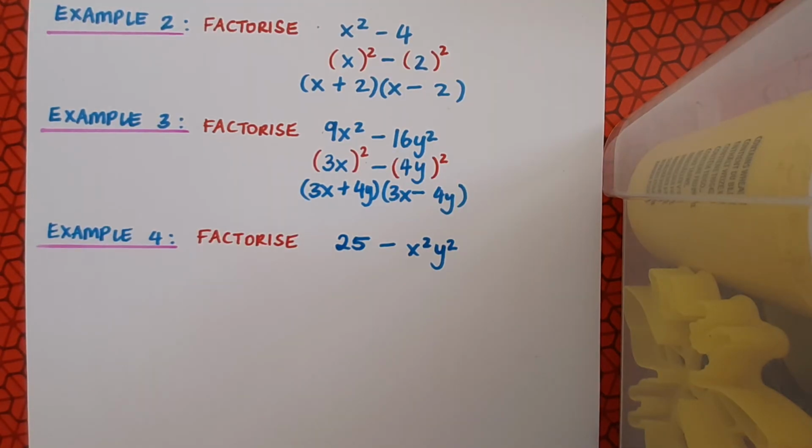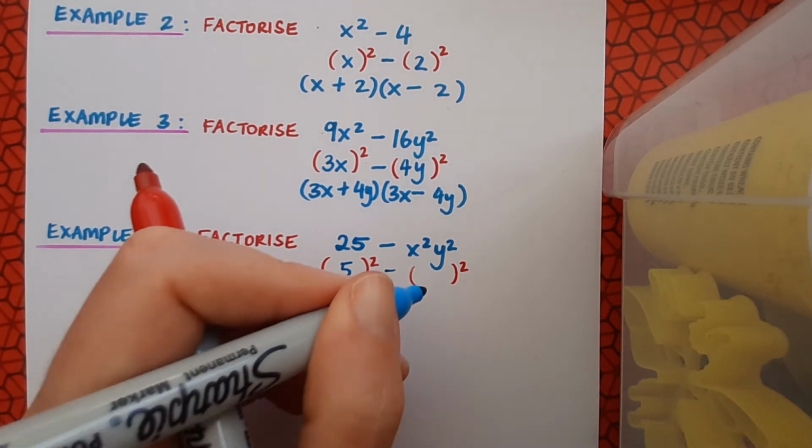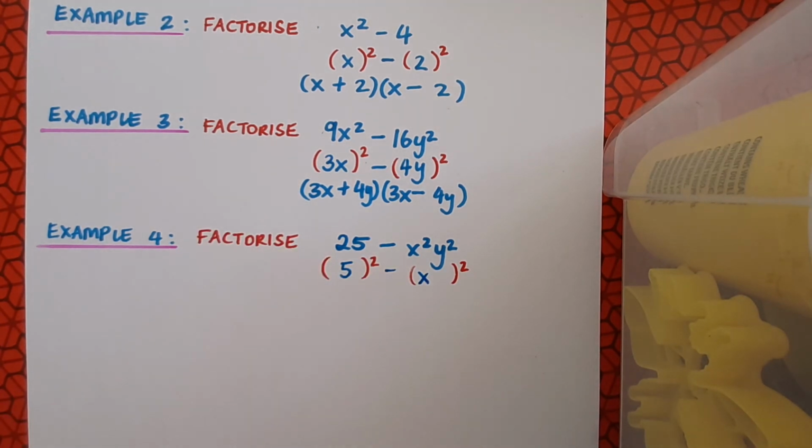Example 4 asks me to factorise 25 minus x squared y squared. So again, just first of all identify what's being squared in each term. So what can I square to get 25? Well, I can square 5. And what can I square to get x squared y squared? Well, there's an x being squared, and there's a y being squared.